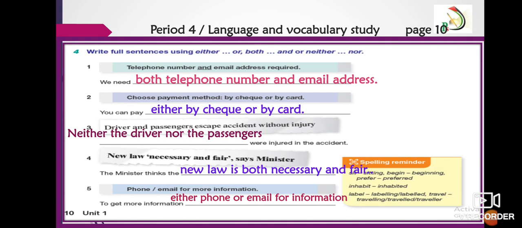This was the end of period number 4, language and vocabulary. I have already given you a worksheet for it, and I'm so happy that many of the students have already done that. Any query, any question about this topic, feel free to contact your teacher.